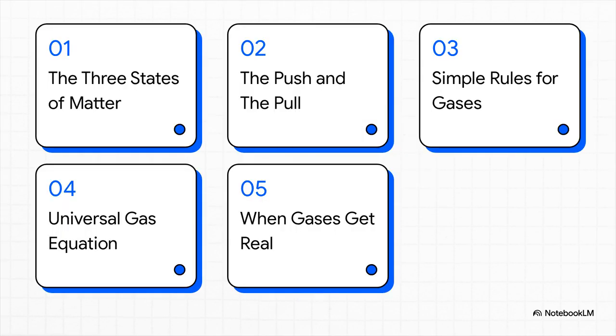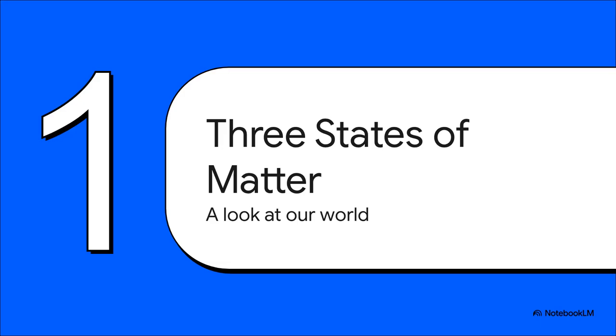Okay, so here's our game plan. First, we'll cover the 3 basic states of matter. Then we'll dive into that push and pull that defines them. After that, we're going to decode the simple rules for gases, see how they all mash together into one universal equation. And finally, we'll look at what happens when these ideal gases get real. All right, let's dive right in.